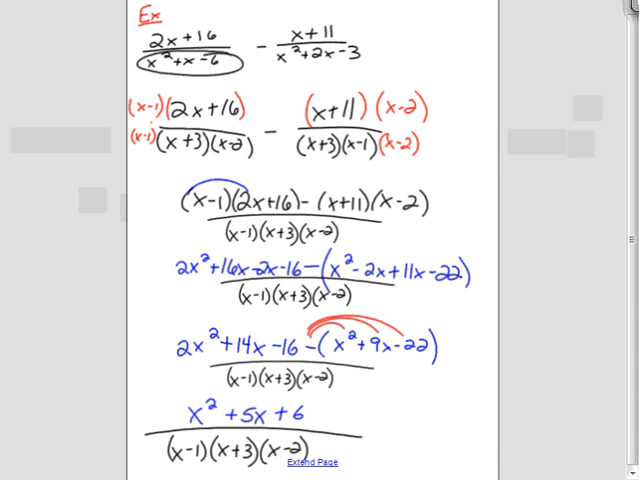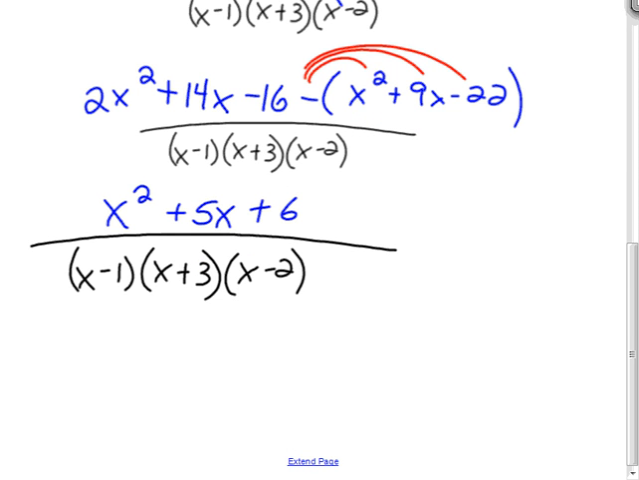Because really, all we're doing, once we have a common denominator, is simplifying that numerator. And that numerator is sometimes the harder part of it. So if you ignore that denominator initially, that's fine. You just have to remember to bring it back. Otherwise, your problem is going to be completely off. So let's continue working with it.